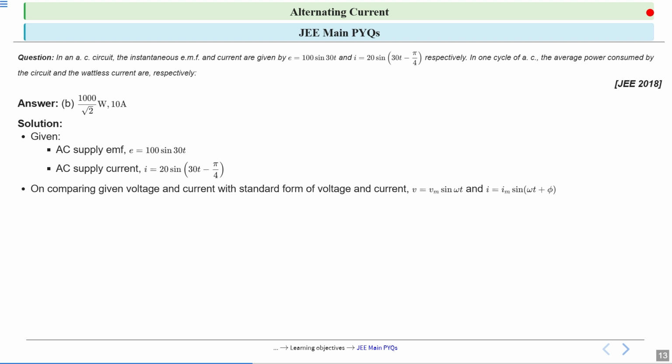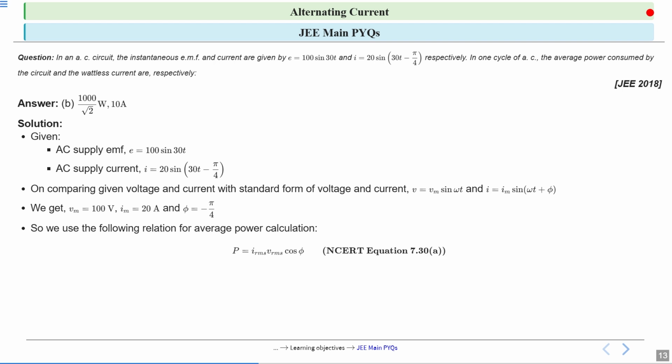We have derived the expression for current, and for voltage we have taken V equal to Vm sin omega t. So that was V equal to Vm sin omega t and I equal to Im sin(omega t plus phi). From here, Vm is equal to 100 volt, Im is equal to 20 ampere and phi is minus pi by 4. Omega is 30 radian per second. So we get Vm equal to 100 volt, Im equal to 20 ampere, and phi equal to minus pi by 4.